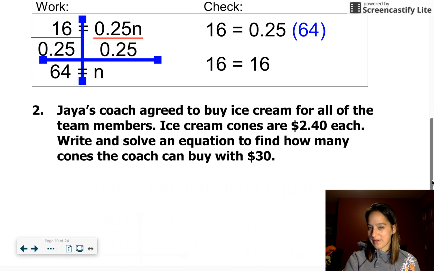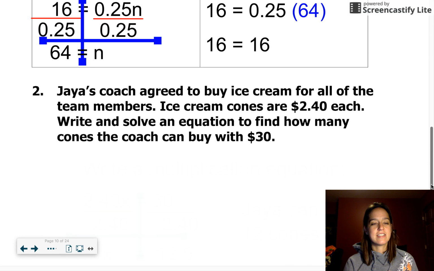Then we have a word problem. So we love our word problems. So here it says, Jaya's coach agreed to buy ice cream for all of the team members. Ice cream cones are $2.40 each. Write and solve an equation to find how many cones the coach can buy with $30.